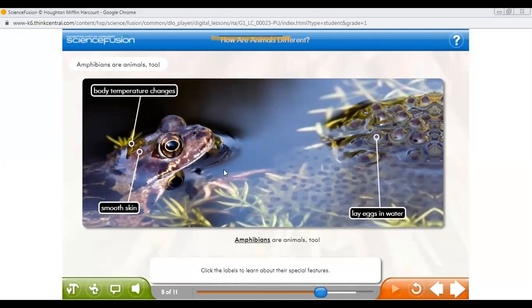So now we are seeing about the amphibians. Look at their skin. They have smooth skin or wet skin. And they can change their body temperature. If the water is cold, they change their body to the cold. If the water is warm, they change their body to become warm. And these are the eggs that they lay in the water. These are the eggs of the amphibian, or of the frog.